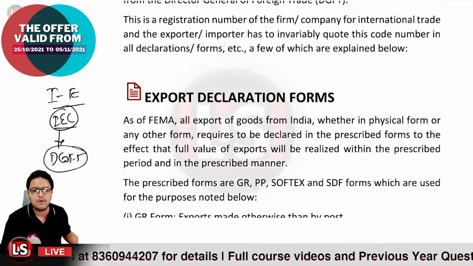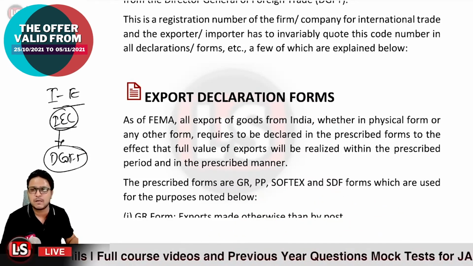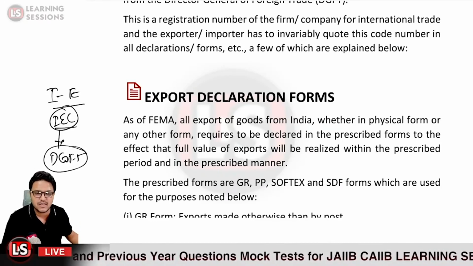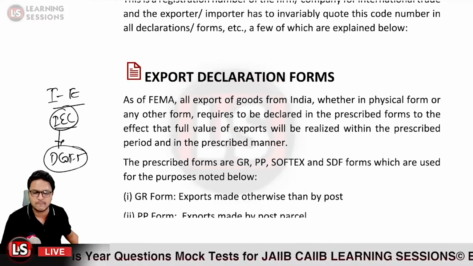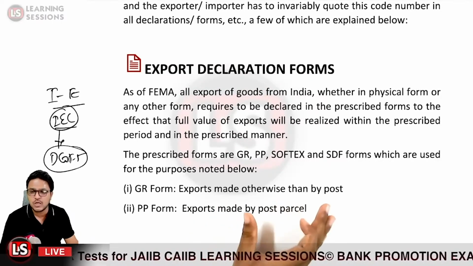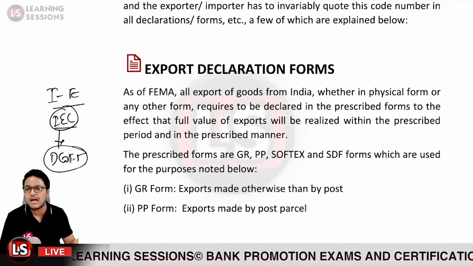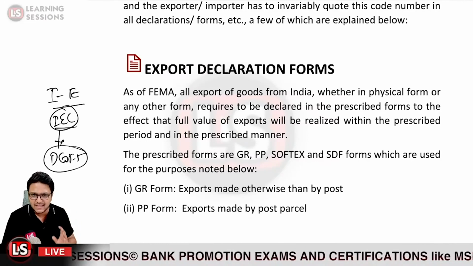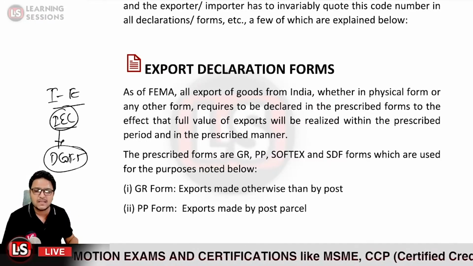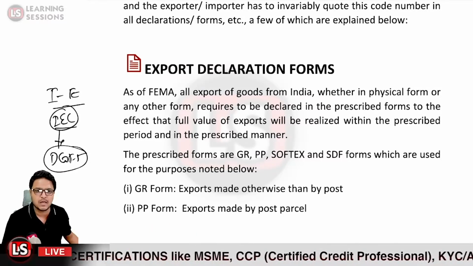The prescribed forms are GR, PP, Softex, and SDF forms, which are used for different purposes. So let us have a look at where the GR is used and where the PP is used. The GR form is basically used for exports made otherwise than by post. So when you have made the export but you have not transported it through the post, but by some other means, in that case you need to declare it on the GR form. If you have made the export by post parcel, then you need to declare it on the PP form, that is the post parcel form.